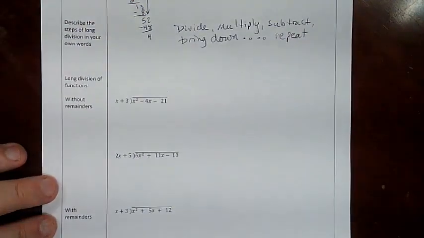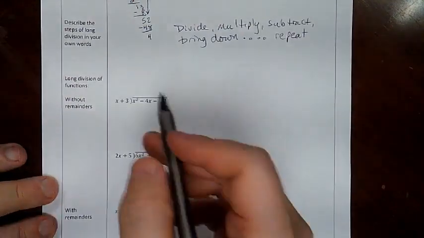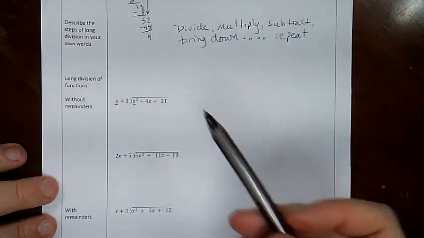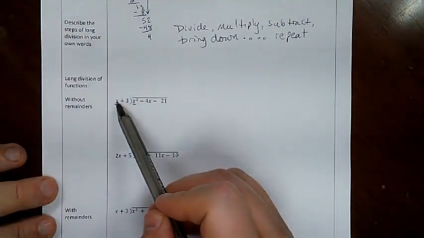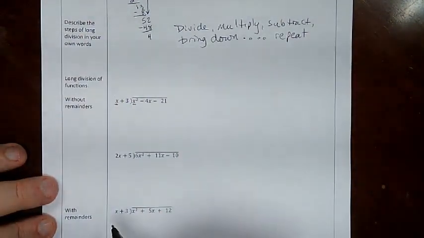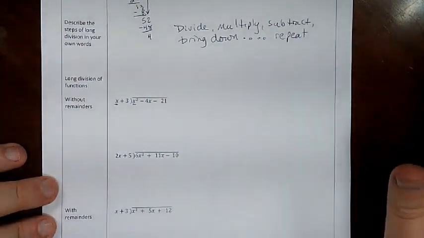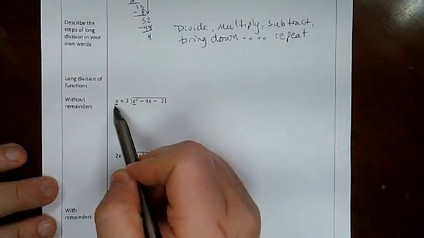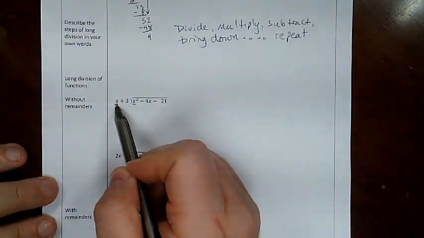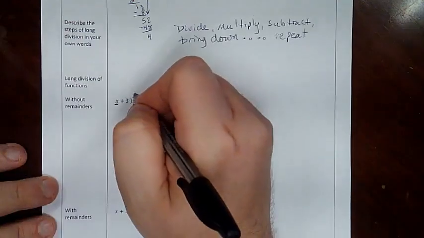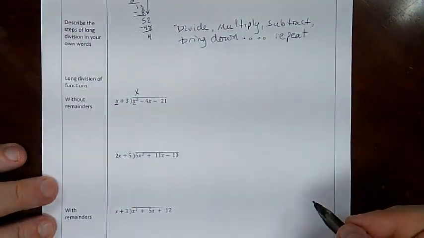So what I'm going to be looking at when I start this problem is only the first terms. I want to know how many times will x go into x squared. Now, that's kind of a confusing question because it seems like it should have a numerical answer. So let's think about it in a different way. What times x would give me x squared? Well, I know that x times x gives me x squared.